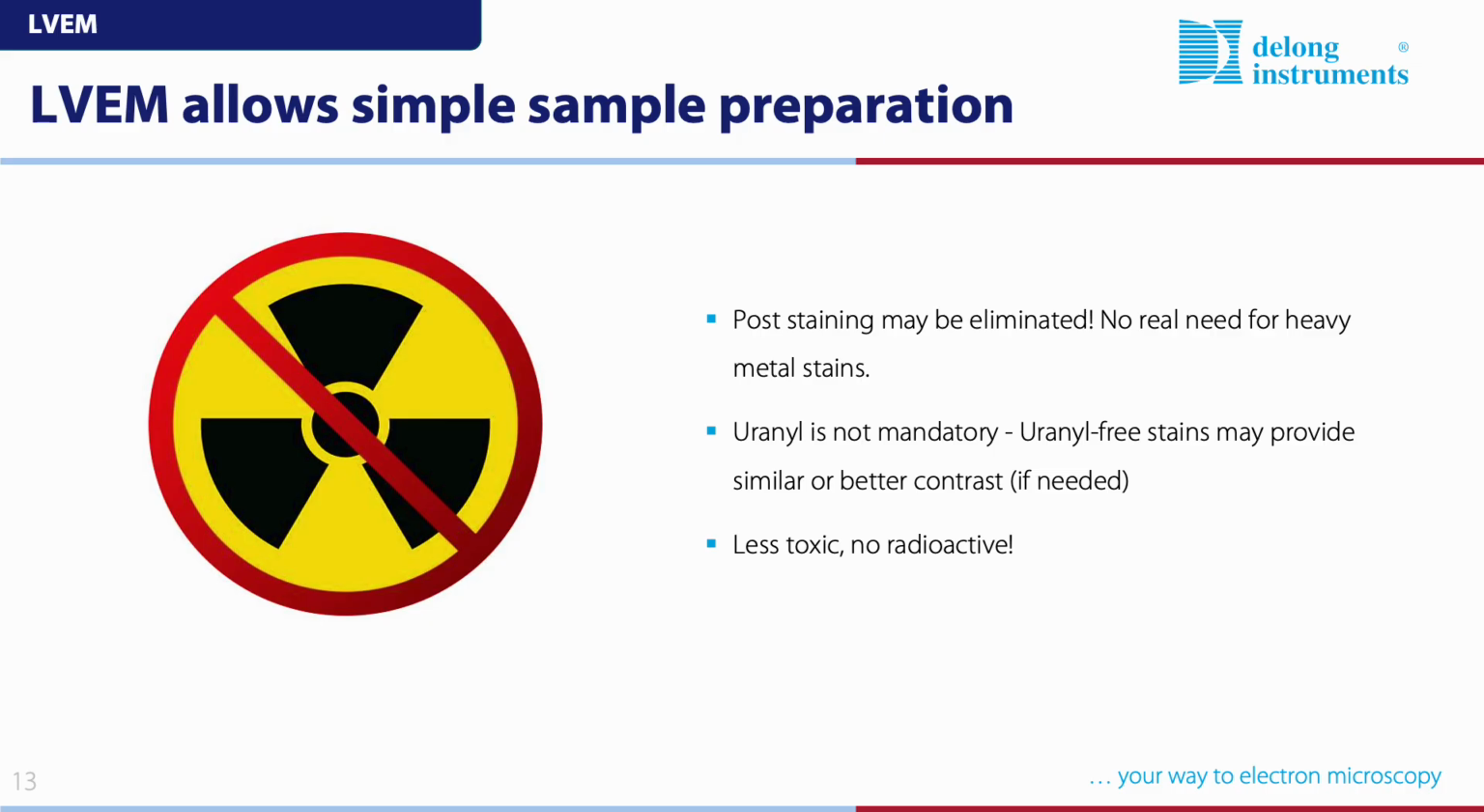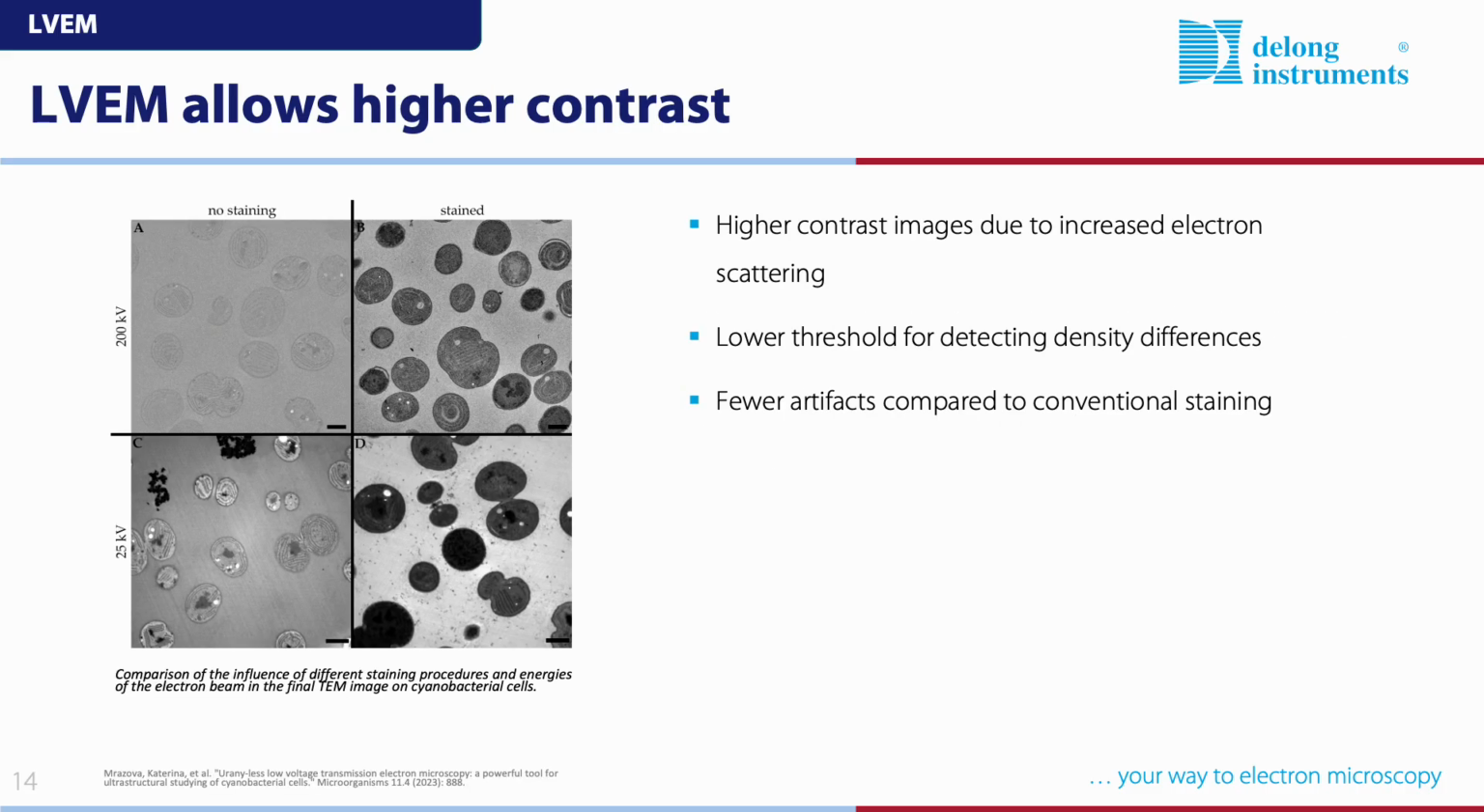Uranyl acetate is not mandatory, and if staining is needed, uranyl-free alternatives can often provide similar or even better contrast. That means the process is far safer, less toxic, and completely free of heavy metal and radioactive materials. Because low voltage electrons scatter more strongly, even subtle differences in density within the sample become easy to detect. This means you can see fine structural details with fewer artifacts than you would get with conventional heavy metal staining.